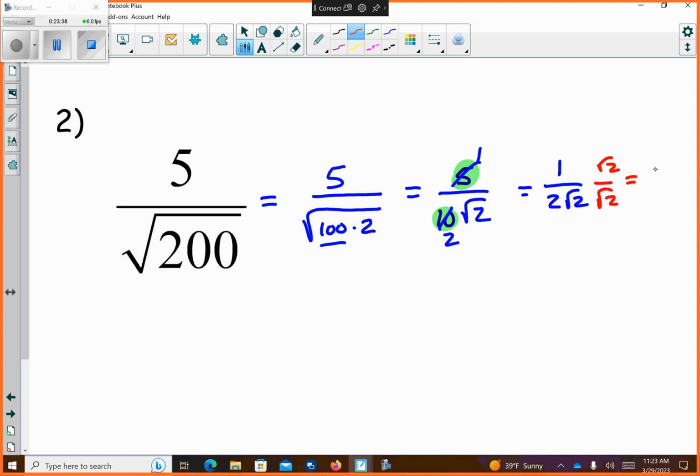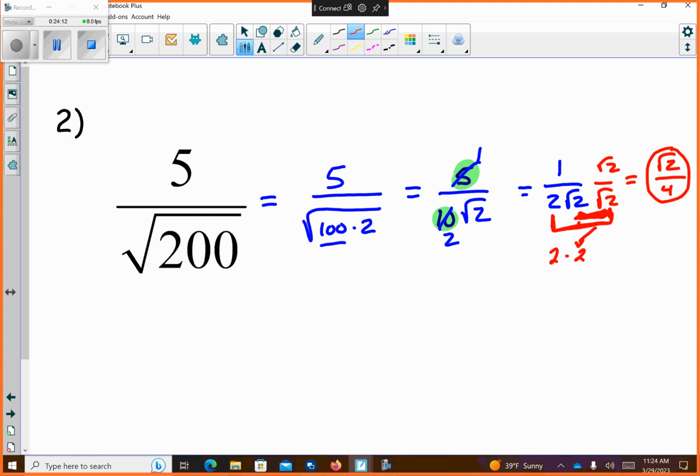So 1 times root 2 is root 2. Okay. I'm just going to do this so I don't run out of room. If I multiply root 2 times root 2, what do I get? 2, but I have that original 2. So I get 2 times this is going to give me 2. So that gives me a 4 as the denominator. So root 2 over 4 is the answer.